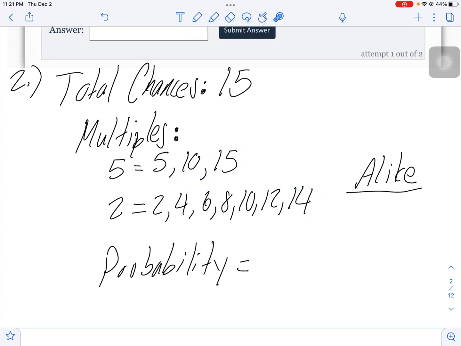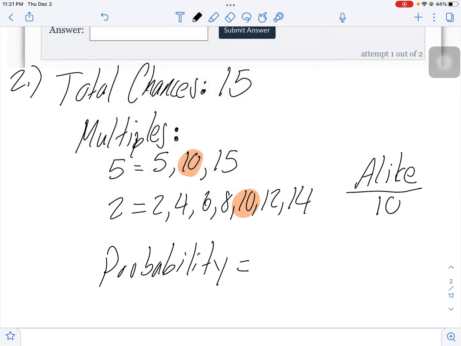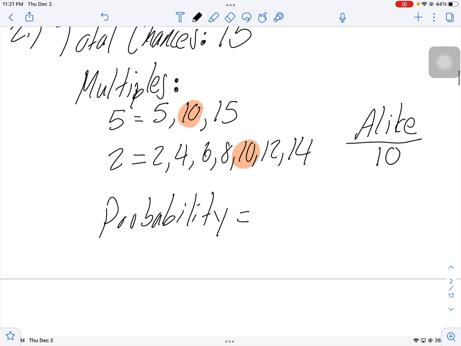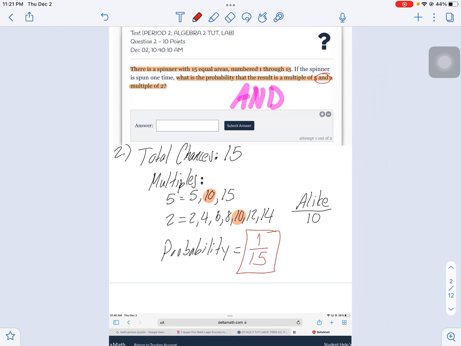Well, we can see here that it is 10, right? 10 is the number they have alike. How many numbers do they have alike? 1. So our solution will be 1 out of 15 total areas. And that's our probability, 1 out of 15, that in a spinner of 15 equal spaces we have a multiple of 5 and 2.